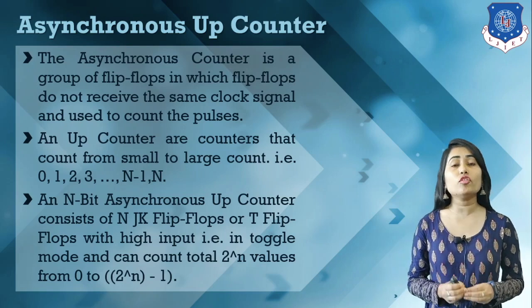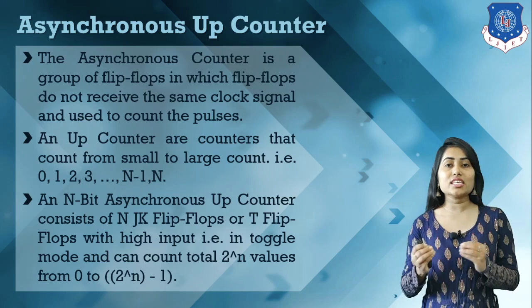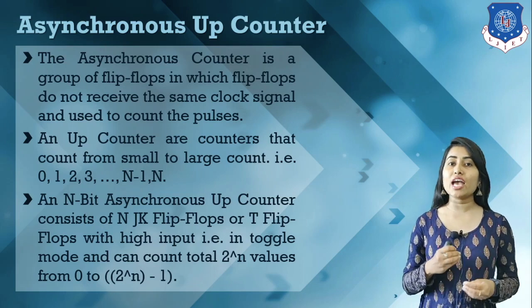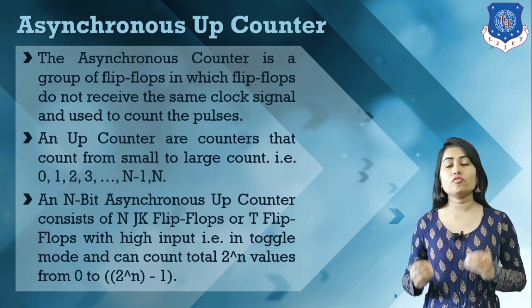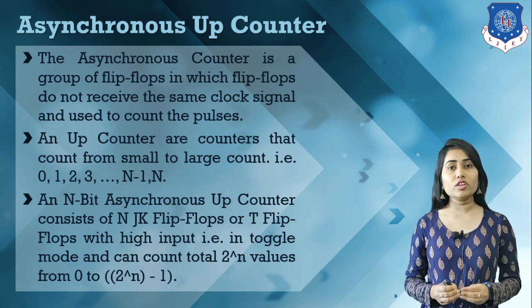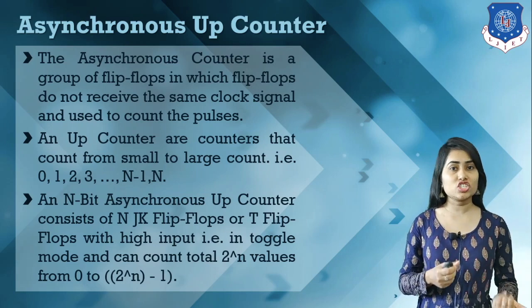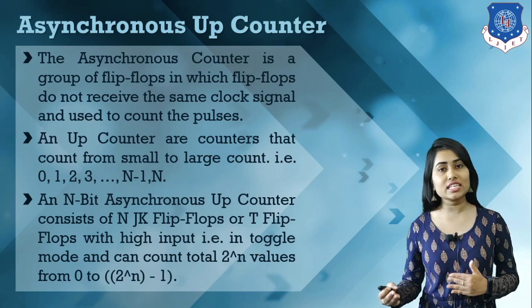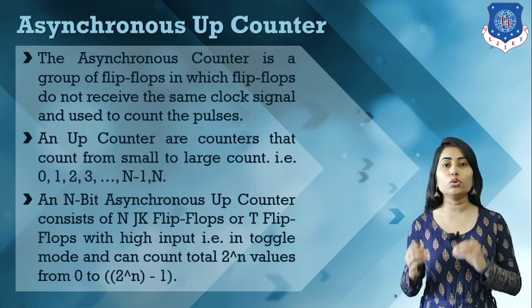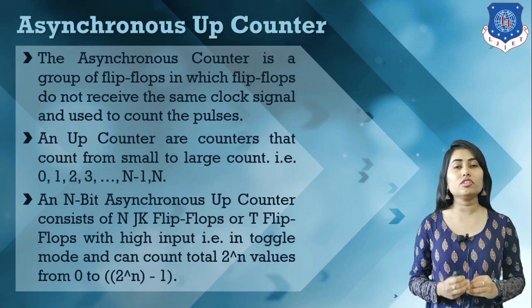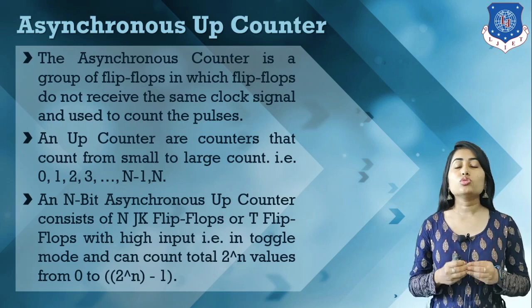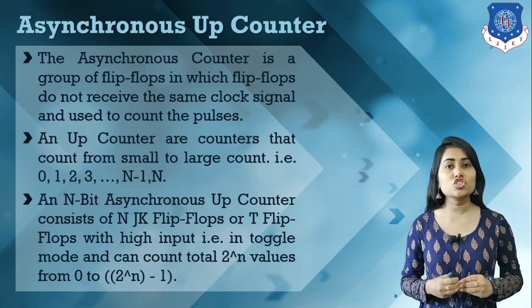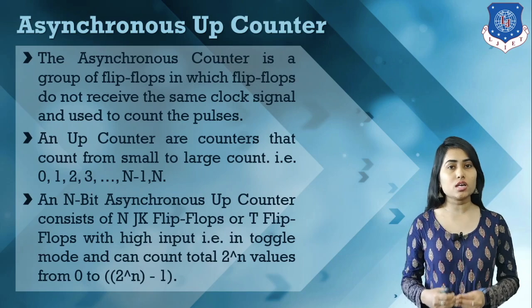So for an n-bit asynchronous up counter we have to use n flip-flops, that means either n JK flip-flops or n T flip-flops with input 1. That means all the flip-flops are in toggle mode. Using this we can construct our asynchronous up counter.